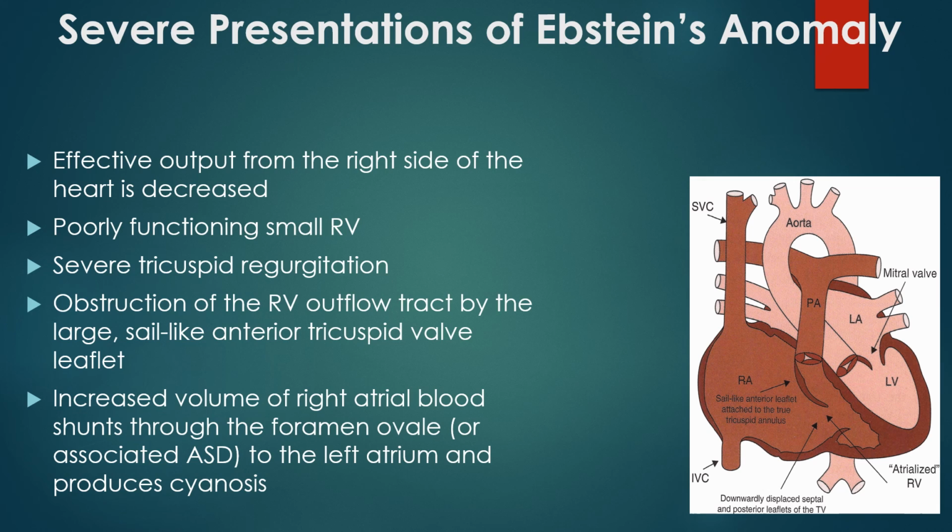Effective output from the right side of the heart is decreased, if not almost absent. You have a poorly functioning small RV, severe TR, obstruction of the RV outflow tract by the large sail-like anterior tricuspid leaflet. So you've got this big tricuspid leaflet that's impinging upon the RV outflow tract. But you wind up having the blood flow across into the PA diminished. Increased volume of right atrial blood shunts through a foramen ovale or an associated ASD to the left atrium and produces cyanosis as well.